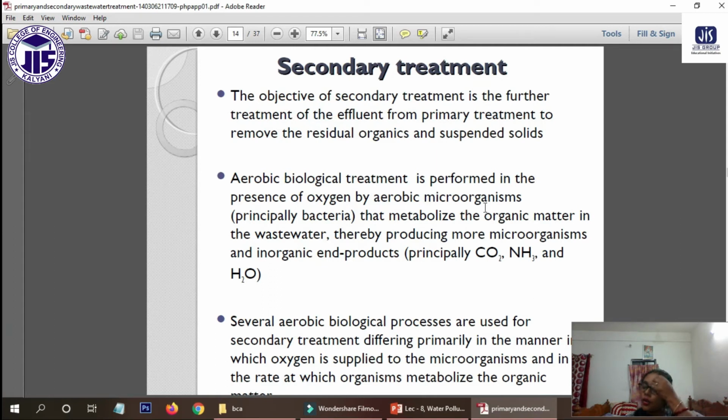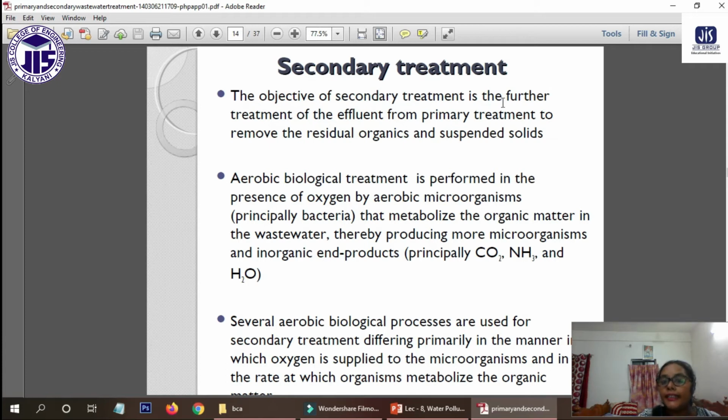So already I have told you that for the secondary treatment, generally we remove the biodegradable organic waste. The BOD reaction will be taking place. In some cases, from the outside we have to add some microorganisms so that the decomposition reaction will be completed.